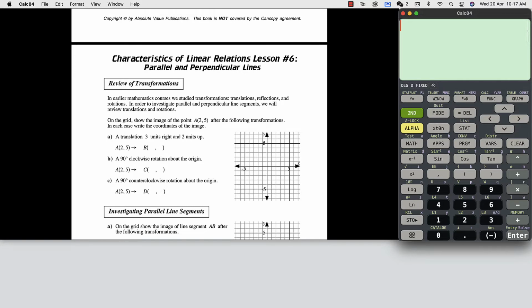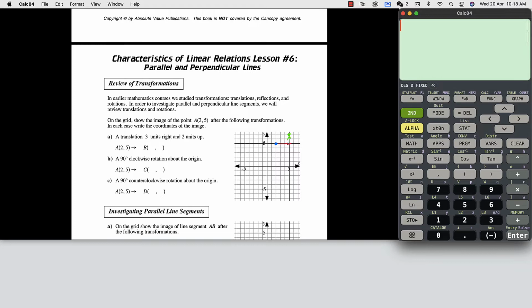If we look at point A, its original position was at 2, 5. So 2 in the X and 5 in the Y. So if that is point A, and if I was to translate by moving 3 right and 2 up, I'd basically go 1, 2, 3, and then go 1, 2, and that would be the new position of my point right here after it has been translated to the right 3 times and up 2 times. Okay, so that should be fairly simple.